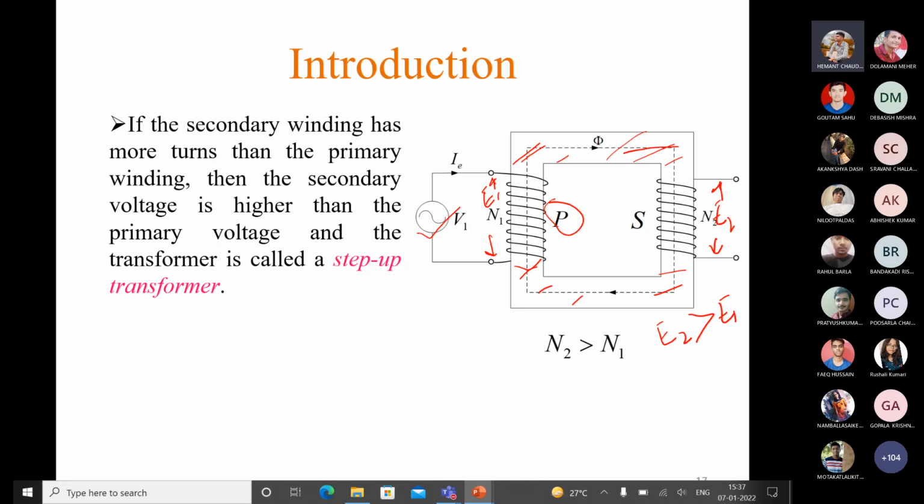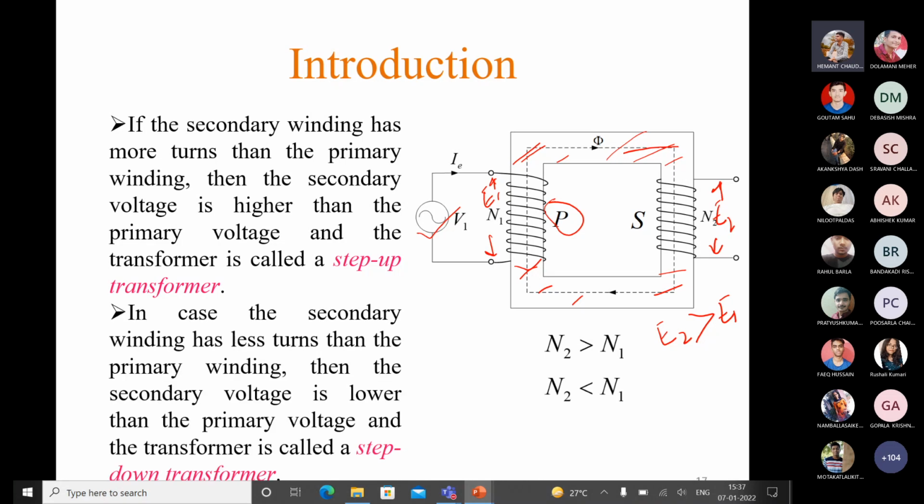The second possibility is N2 is less than N1. In that case, E2 will be less than E1. So that will be a step down operation, and for that case we can call the transformer a step down transformer. Another possibility is that N2 is equal to N1. In that case E2 will be equal to E1. So there will be no change in voltage level.